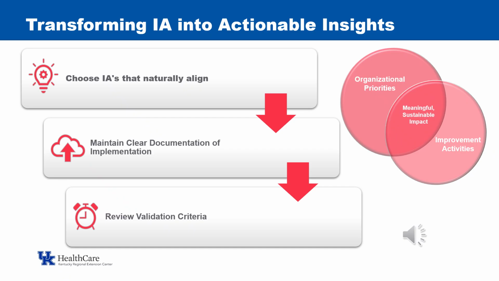Finally, it's important to review the validation criteria for each activity. CMS provides specific expectations for what qualifies as completion. Reviewing those criteria up front helps you verify that your documentation meets requirements and prevents surprises in case of an audit. On the right, you'll see the goal of this process illustrated. Aligning those organizational priorities and improvement activities creates that meaningful, sustainable impact. When these areas overlap, that's where true improvement happens, both in quality and in care.